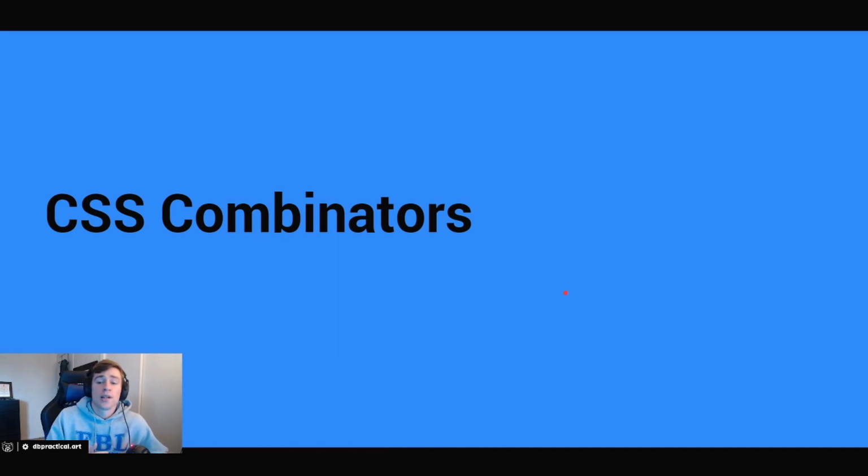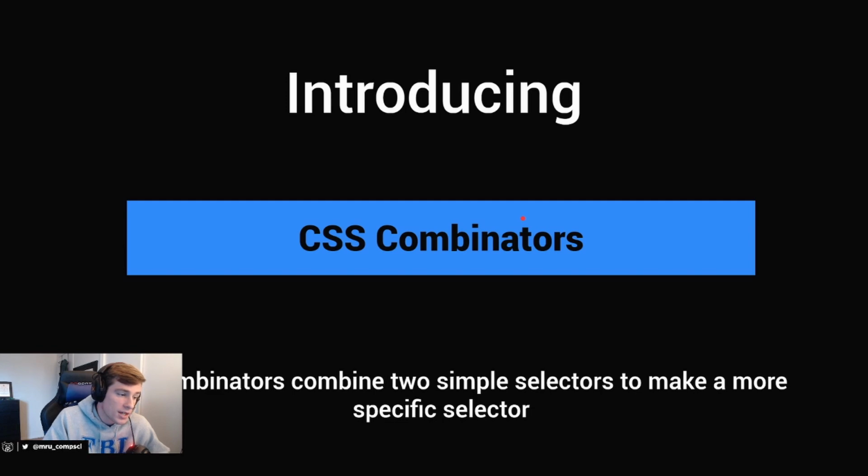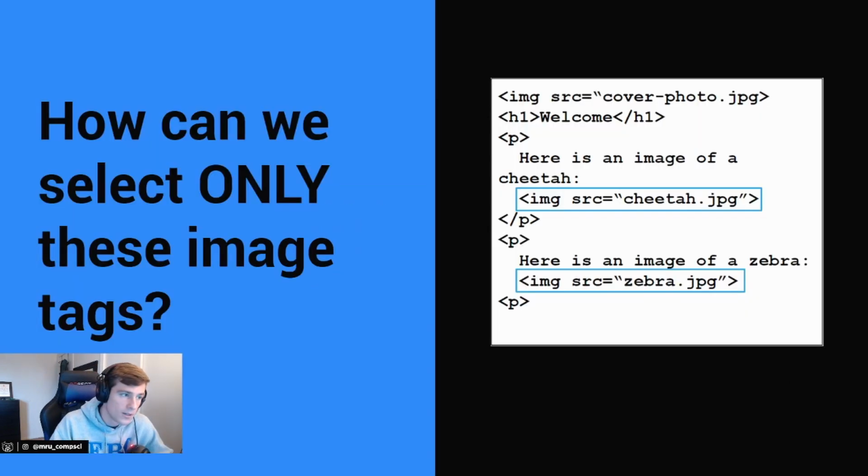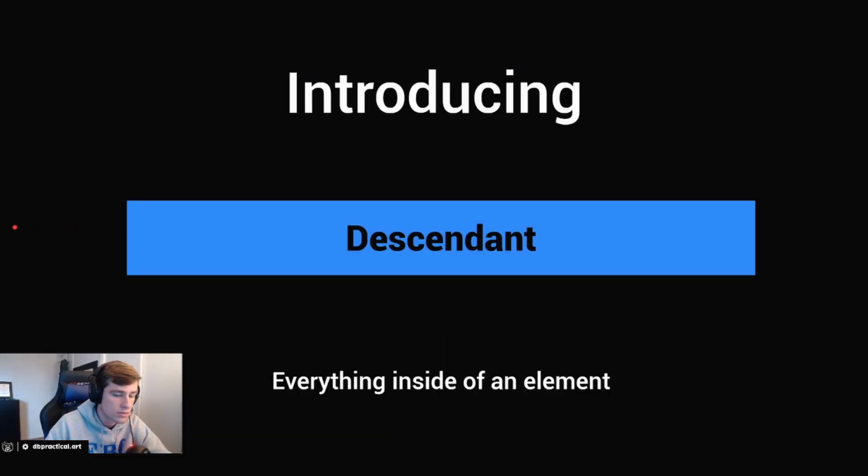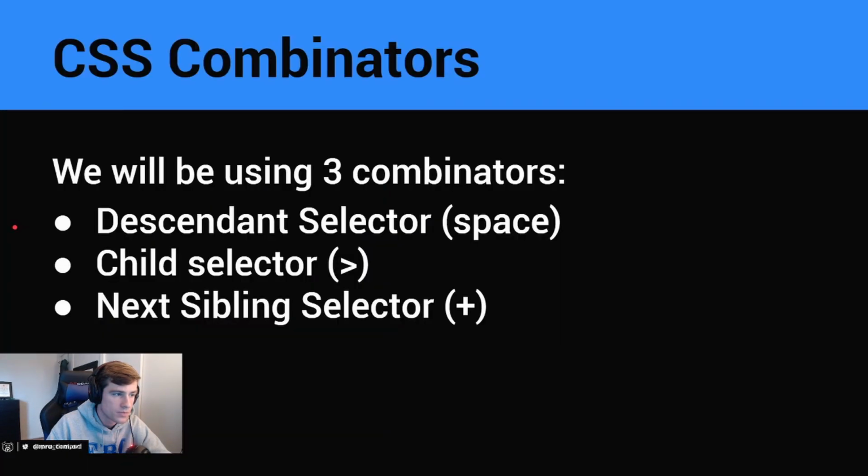So moving forward, we're also going to learn about CSS combinators. Combinators combine two simple selectors to make a more specific selector. Now this is going to be pretty confusing, so I'm going to try to take this as slow as possible. I know I usually talk fast, so I will try to slow it down. So how can we select only these images? We have an image up here, but we only want to select this one and this one. We can do that with CSS combinators.